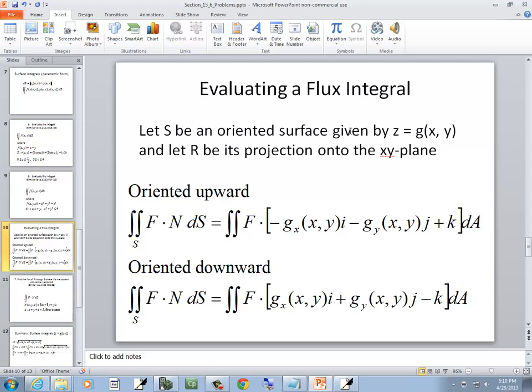Let S be an oriented surface given by z is equal to g of x, y, and let R be its projection onto the xy plane. So again, we're projecting it onto the xy plane, so z is going to disappear. And this is our notation here. We got two different formulas, oriented upward and oriented downward. And you see we're going to find a dot product of F and then the negative partial of g with respect to x, i, minus partial of g with respect to y, j, plus k. Or we just flip the signs if it's oriented downward.